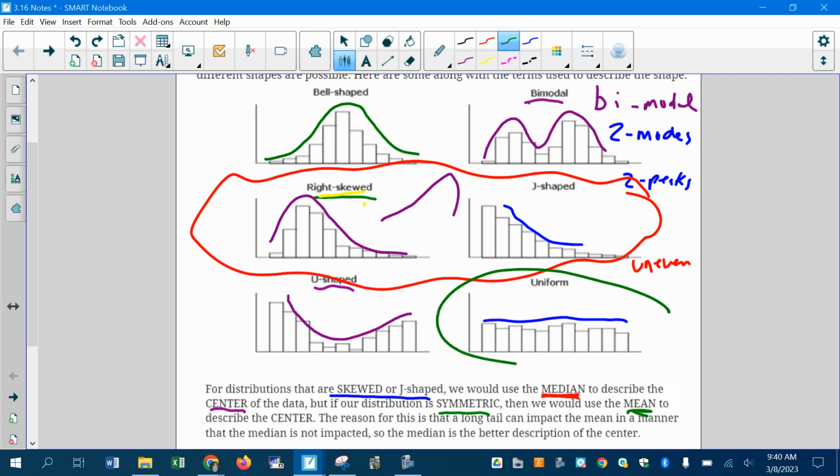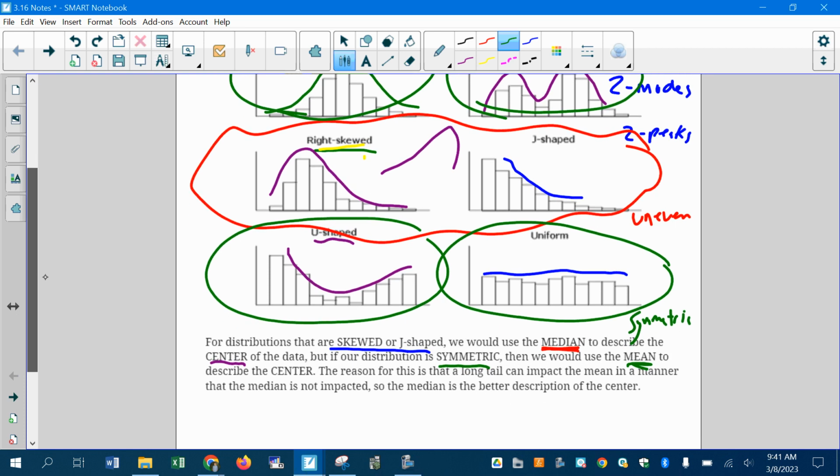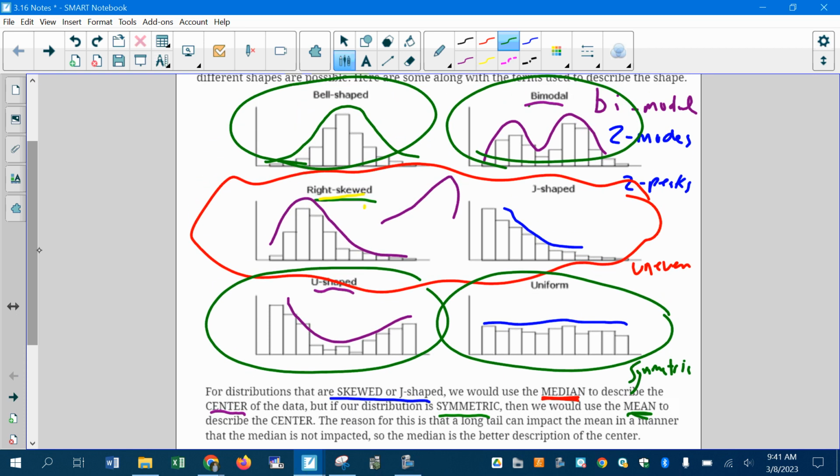If you look at these green ones, they all look a little different, but the thing they have in common is all of the green ones are symmetric. The red ones are not symmetric. For the red ones, we're going to use the median. For the green ones, we're going to use the mean. And I'll explain that why a little bit more later. Okay. All right, flip the page.